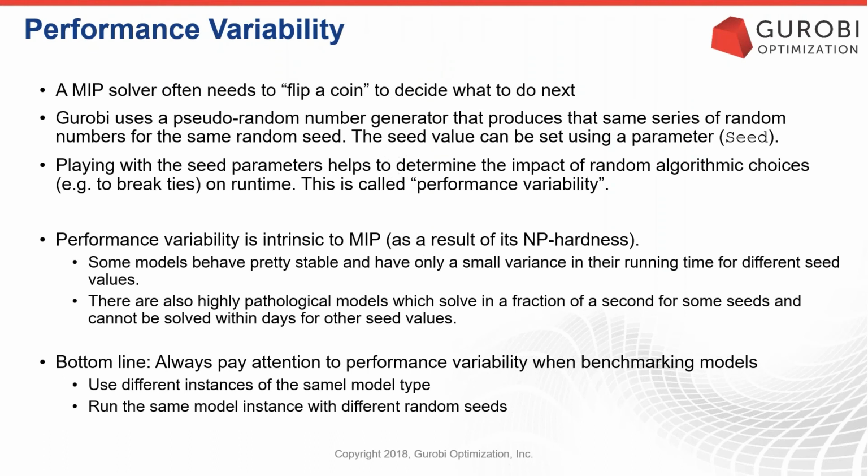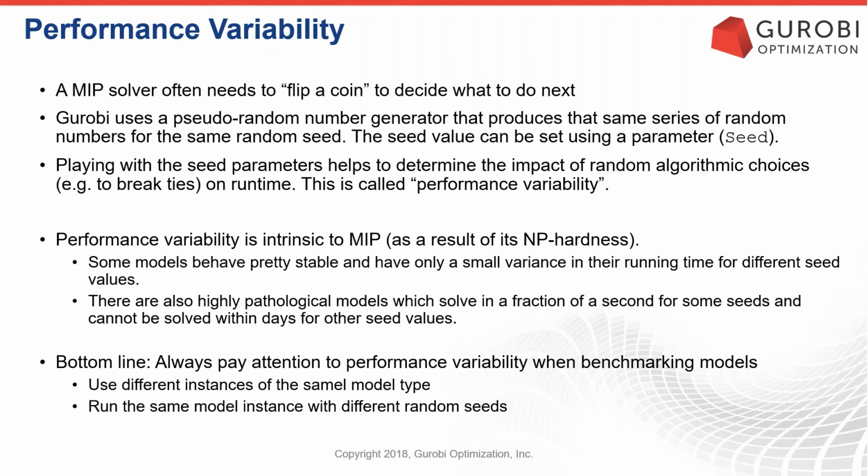If a MIP solver solves a problem, it often needs to throw a dice, flip a coin to decide what to do next. So if there are multiple paths that you can take, you need to decide somehow where to go next. And what Gurobi does is it uses a pseudo-random number generator that produces the same series of random numbers for the same random seed. And the good news is this seed value can be changed. So there is a parameter which is called seed. So you set the initial value, and this determines the numbers that are generated throughout the process.